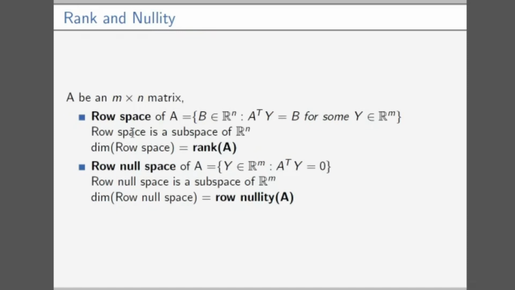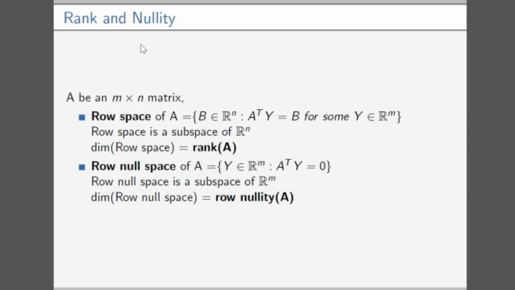Next is rank nullity itself. We are defining it in a different way in terms of row. Till now we were talking about column, and now we are taking the other two subspaces which are related to A. That is, if A is an m by n matrix, we have something called the row space of A, which is the set of all B in Rn such that A transpose Y equals B for some Y in Rm. And it is a subspace of Rn.